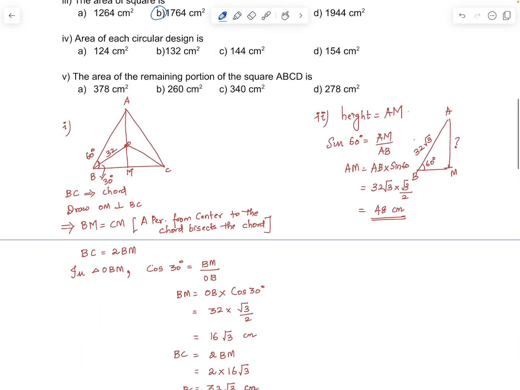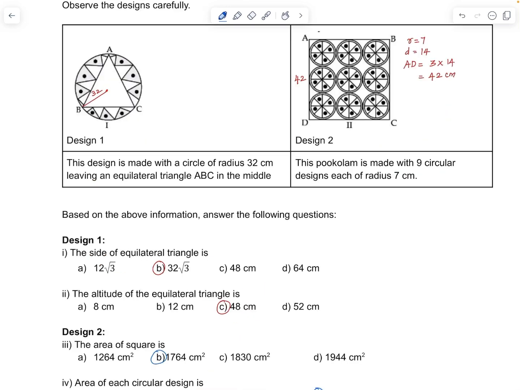The option is D. Fifth question, the area of the remaining portion of the square ABCD, which means from the square's area we have to eliminate the 9 circles area. Then we will get the remaining portion in that figure.